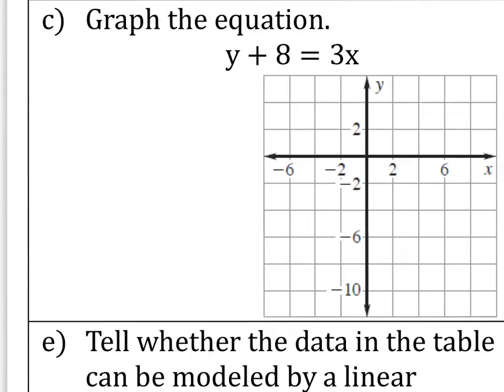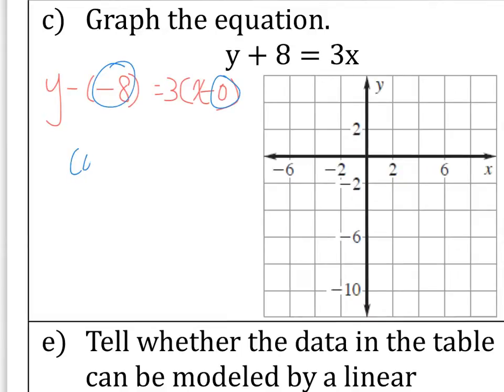So we're going to practice another one of graphing an equation that's written in point-slope form. But I'm going to rewrite this as y minus negative 8 equals 3x minus 0. So my point will be (0, negative 8). And then my slope will be 3. So I can rewrite this as 3 over 1. So we shift 3 units up and 1 unit to the right.